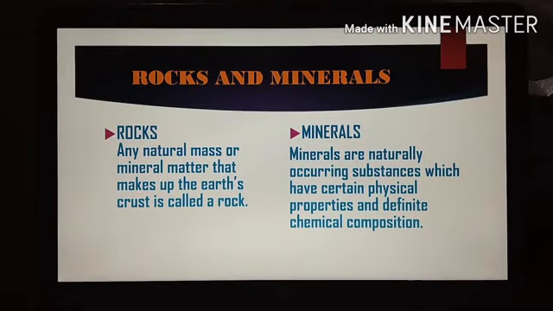The second topic of our book is rocks and minerals. So basically, what are rocks? Any natural mass of mineral matter that makes up the earth's crust is known as rock. Everything that we find naturally in our environment or in the earth's crust is rock. And minerals are also naturally occurring substances but having certain physical properties and a definite chemical composition.